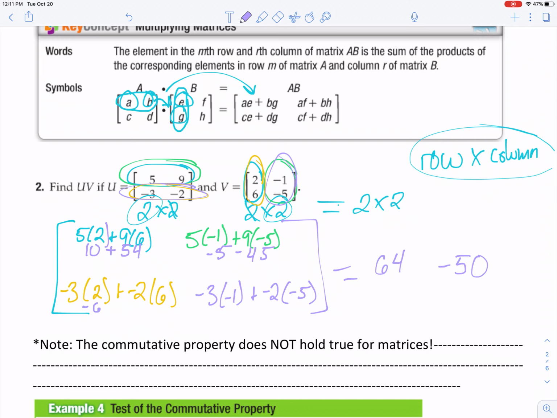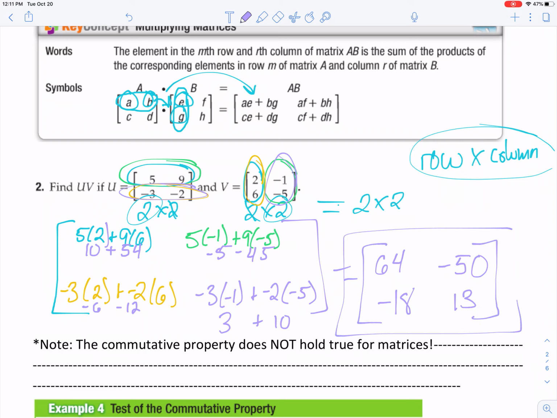Negative 6, negative 12. That's going to be negative 18. And last but not least, 3 plus 10 is 13. Draw your matrix brackets, and you finally have your answer.